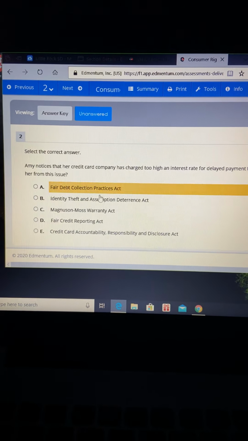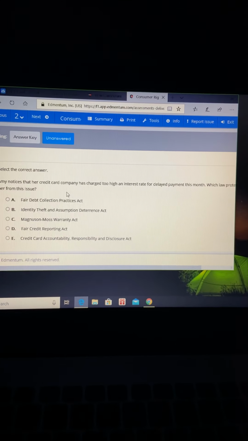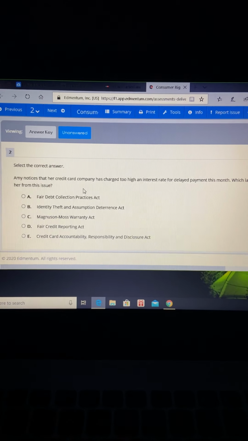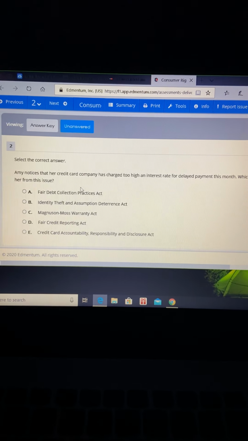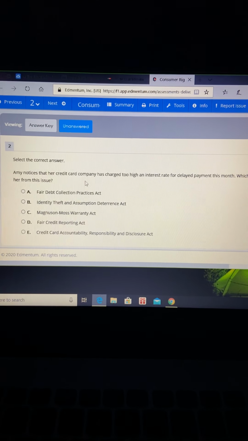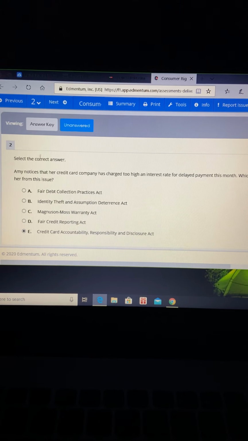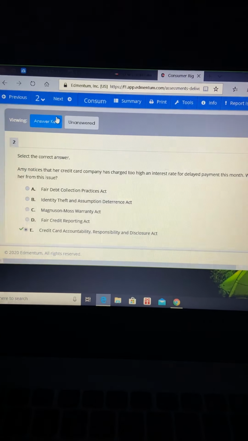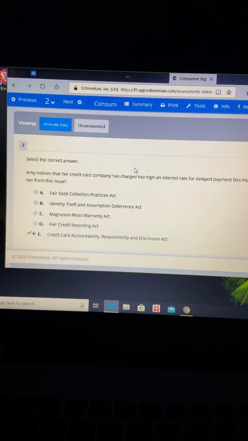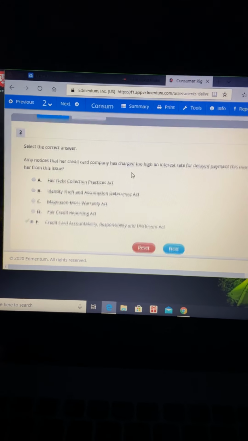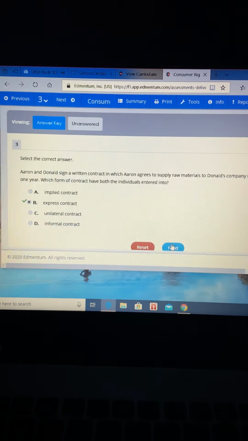Amy notices that her credit card company has charged too high of an interest rate for her delayed payment this month. Which law protects her from this issue? So, we did not learn about this law, but the Credit Card Responsibility and Disclosure Act, they're supposed to let you know what your interest rate's going to be charged on your credit card. They cannot hide that from you, and then you pop up and are paying 50% interest. It also regulates the interest rates.